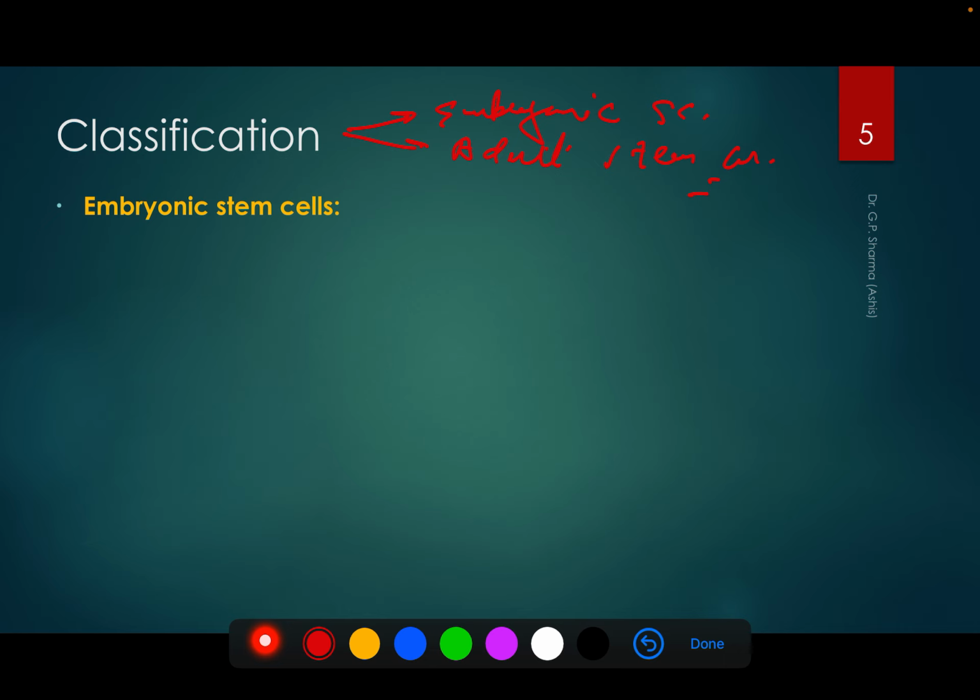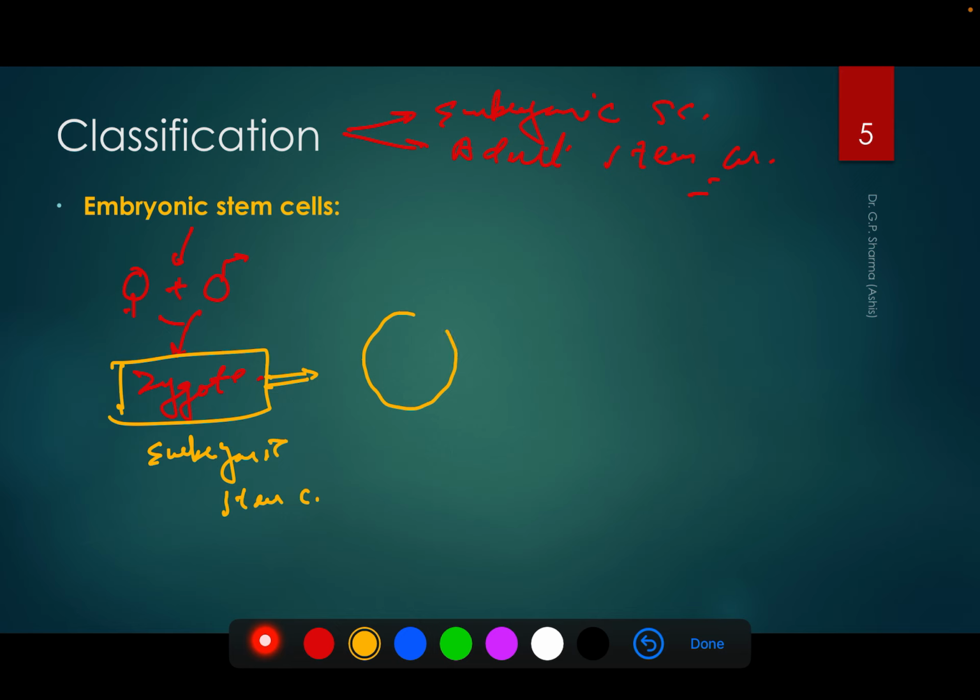The embryonic stem cells begin from the fusion of the sperm and ovum, so that they form what? The zygote. So this is the first embryonic stem cell. This embryonic stem cell now begins to form the blastocyst, right? Once it forms the blastocyst, this blastocyst has the outer cell mass and then some inner cell mass. These inner cell mass cells in the blastocyst are the second embryonic stem cells.